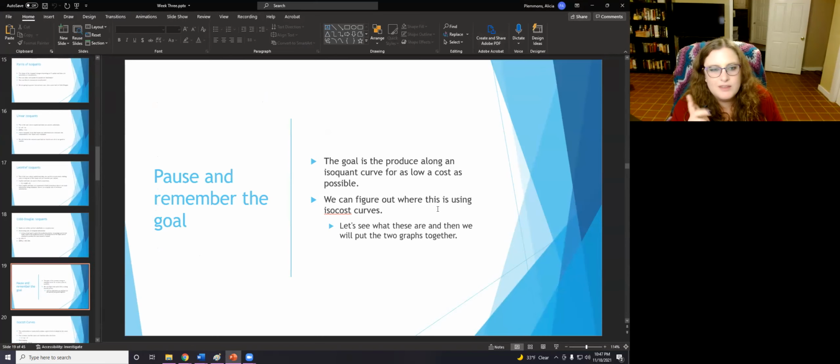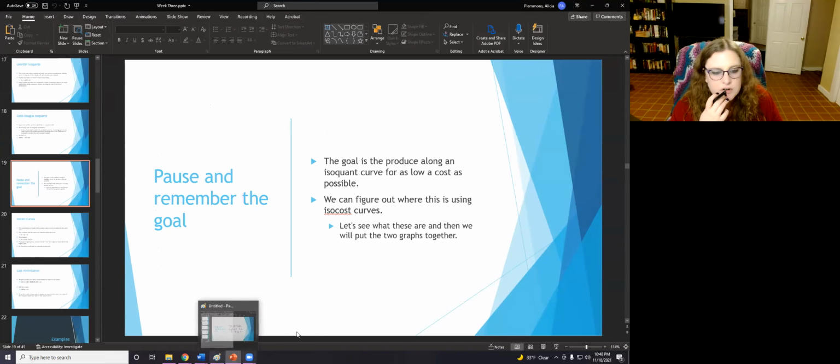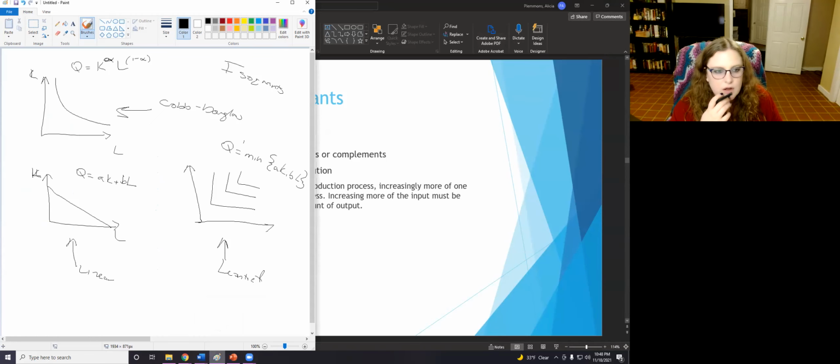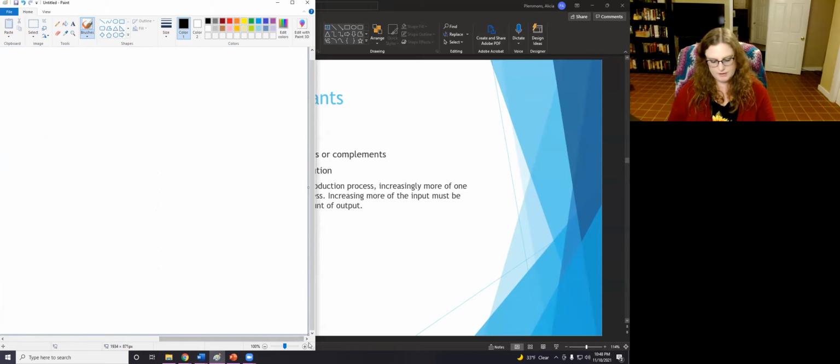We talked about all of these. We wanted to pause to remember the goal. The goal is that we want to figure out where it equals cost, right? How can we produce the most possible for the least amount of cost? So the cost curves, they're just flat lines.